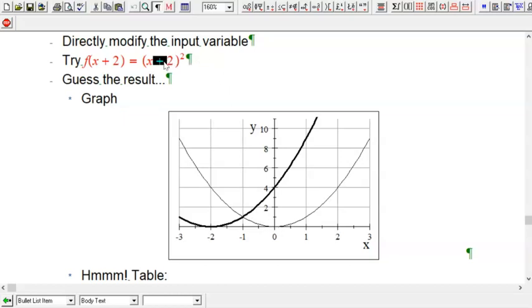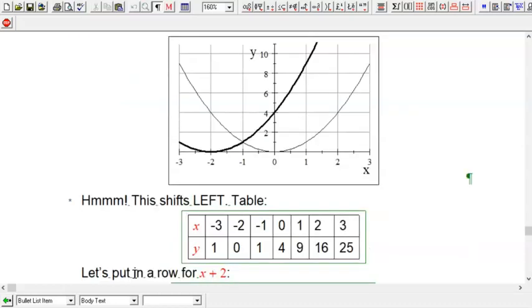But most people think, well, plus 2 seems that should go to the right, because isn't the right-hand side of the number line plus, and the left-hand side of the number line minus? But in fact, it shifts left. And let's investigate that a little bit. It's because we were modifying the input, but let's just work it through. And this is where the table is very useful. Okay, so let's look at the table.